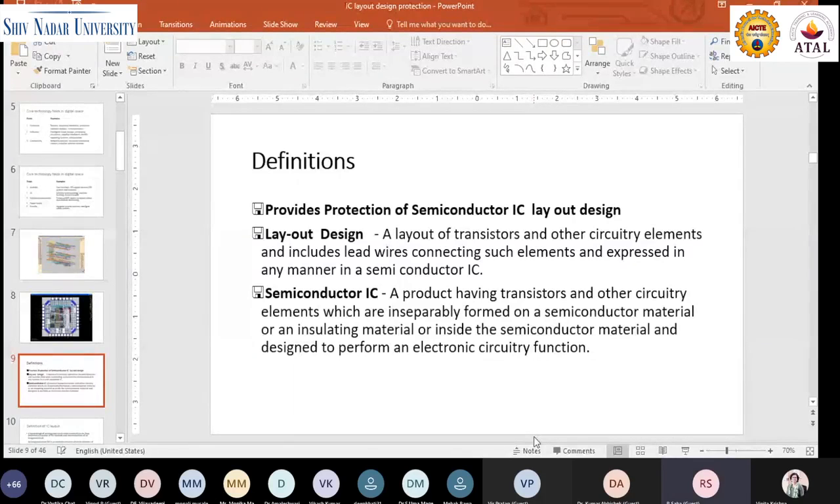Semiconductor IC: a product having transistors and other circuitry elements which are inseparably formed on a semiconductor material or an insulating material or inside a semiconductor material, and designed to perform electronic circuitry functions. So I've been telling you about semiconductor IC. By using some special lithographic techniques and making a mask of the pattern which you want to have, you create a very, very highly miniaturized circuit, which you can't even see with your naked eyes.